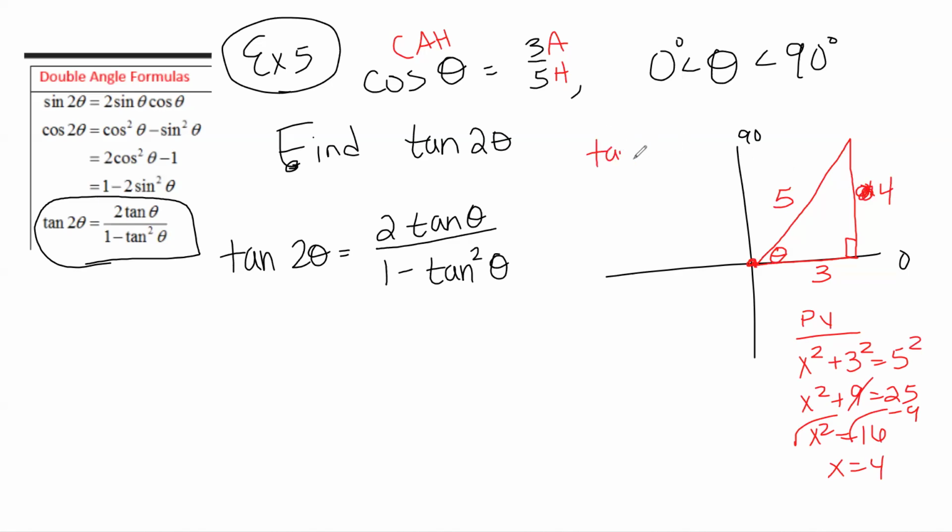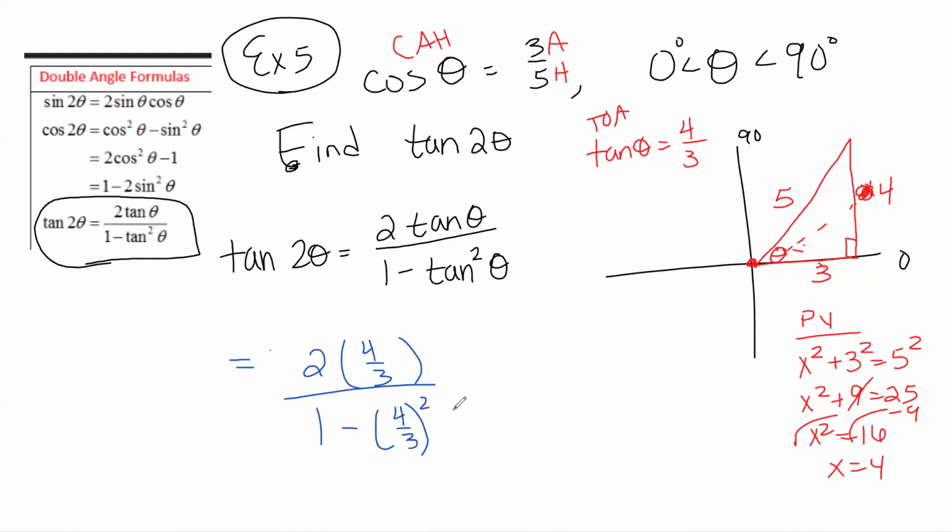So we need the tan of this angle. Tan is TOA. So from this theta, we go opposite over adjacent. So our tan is 4/3. Now we're ready to actually solve. We have 2 times tan, so that's 4/3, over 1 minus the tan, so 4/3, squared. And again, if you have a fraction calculator and you're allowed to use it, go for it. I know this is a 1, so that's 8/3 over 1 minus 16/9. 8/3 over 9/9 minus 16/9 is 8/3 over negative 7/9.